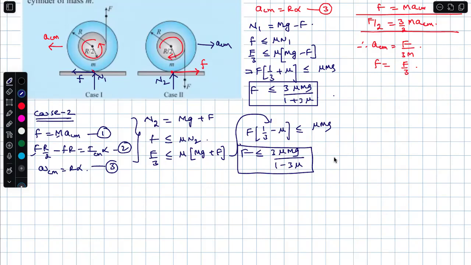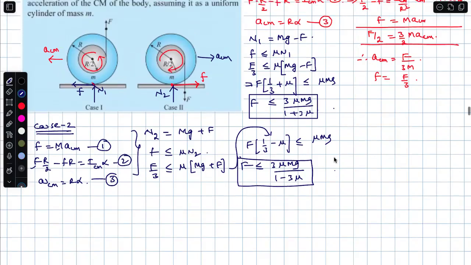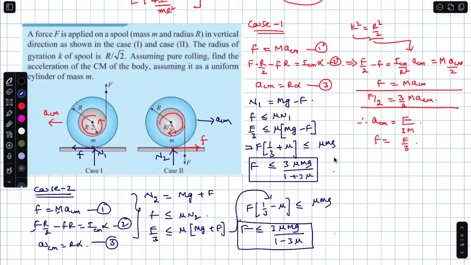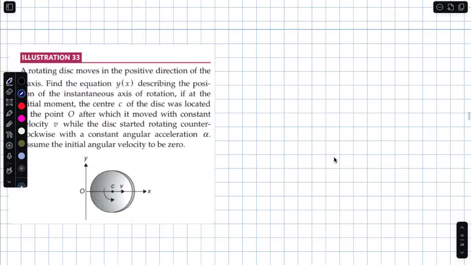And when compared to the first case, in the second case you have more options. The maximum allowed value of F is more in the second case than in the first case. Any doubts till this point? Sure, everyone in the class? Right.